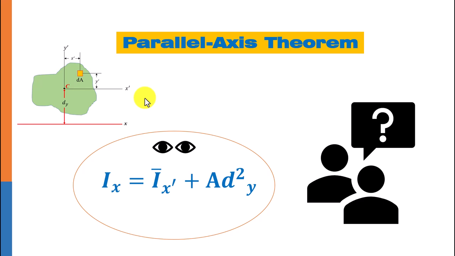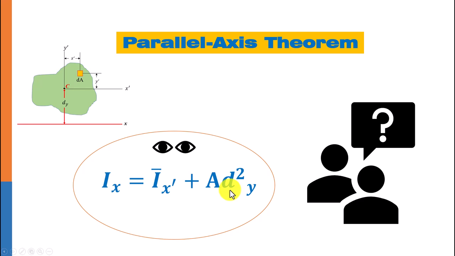Okay? So the concept is, for example, if I know the moment of inertia of this arbitrary shape about its centroidal axis x prime, or C, simply I can calculate the moment of inertia about any axis which is parallel to x prime, okay? For this case, about the x axis, okay? So totally the moment of inertia about this new axis, which is parallel to x prime, Ix equals Ix prime bar plus A dy square, okay? So this is the formula.